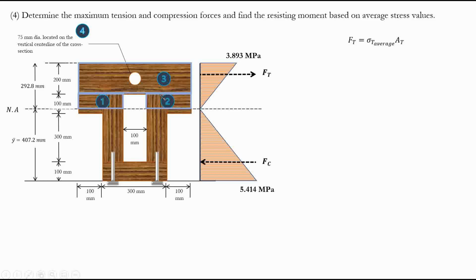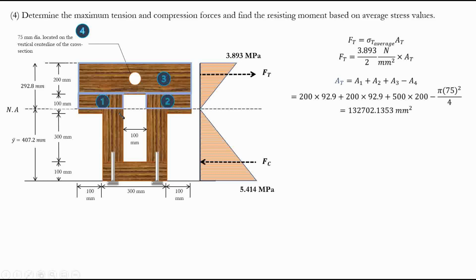Again, remember, the concept is force is equal to stress multiplied by area. For stress, we took an average value that represents the whole tension area. And for area, we are simply calculating the area above the neutral axis, which is under tension. That's our concern. So what is AT? It is the whole area, A1, A2, A3, minus A4, because it's a hole.